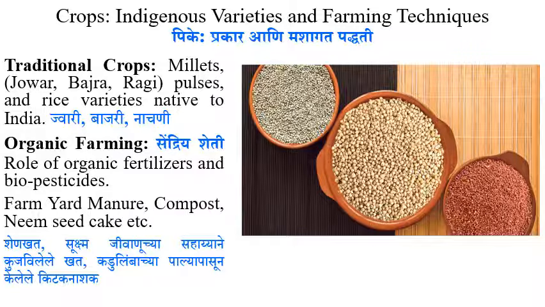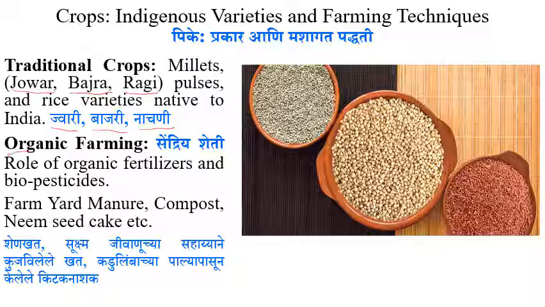During ancient times, the farmers were growing crops that include jawar, bajra, and ragi, in Marathi called jwari, bajri, and nachni.